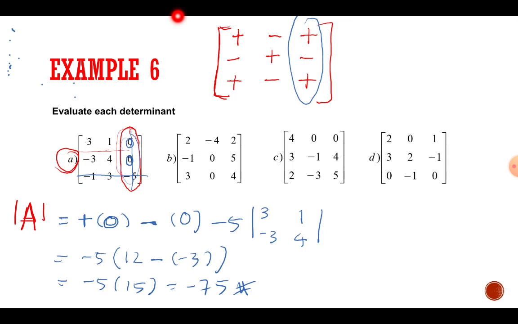You can try to choose the first row from earlier. Just try, and see if you get the answer negative 75. Alright, so we're done with A.